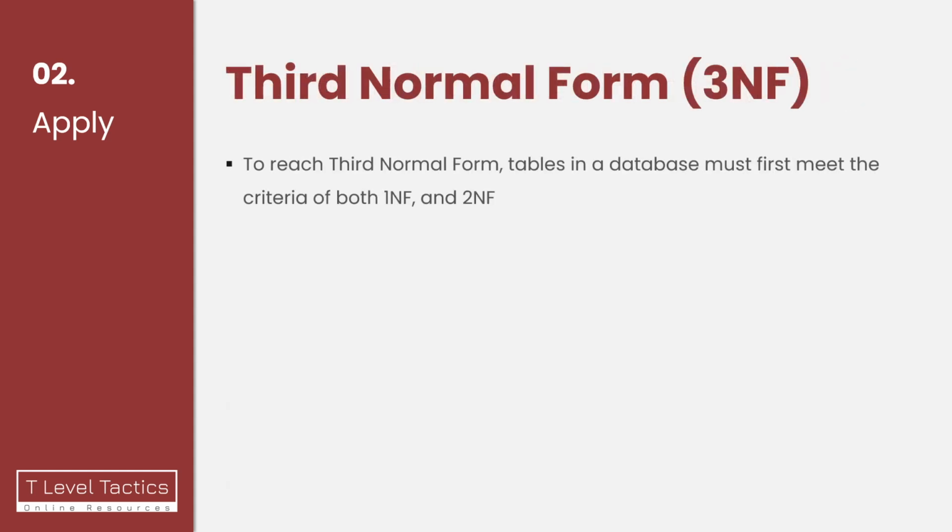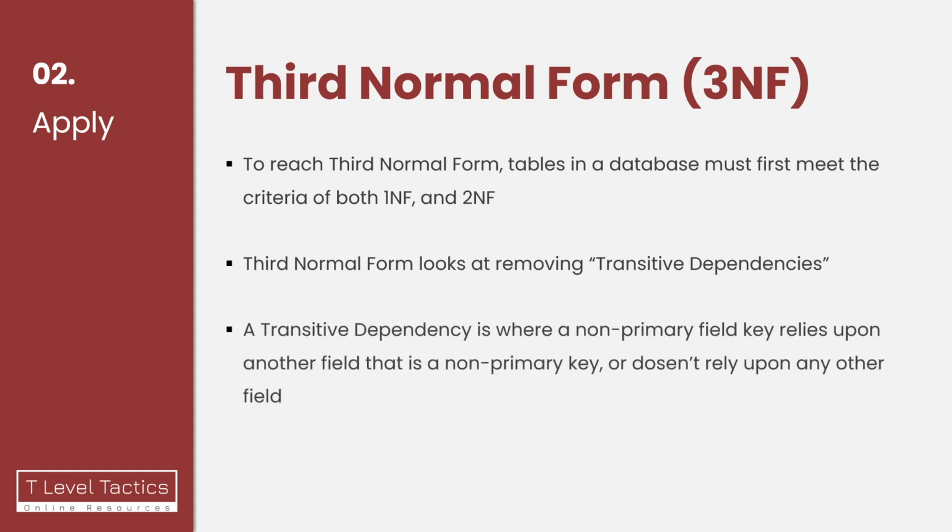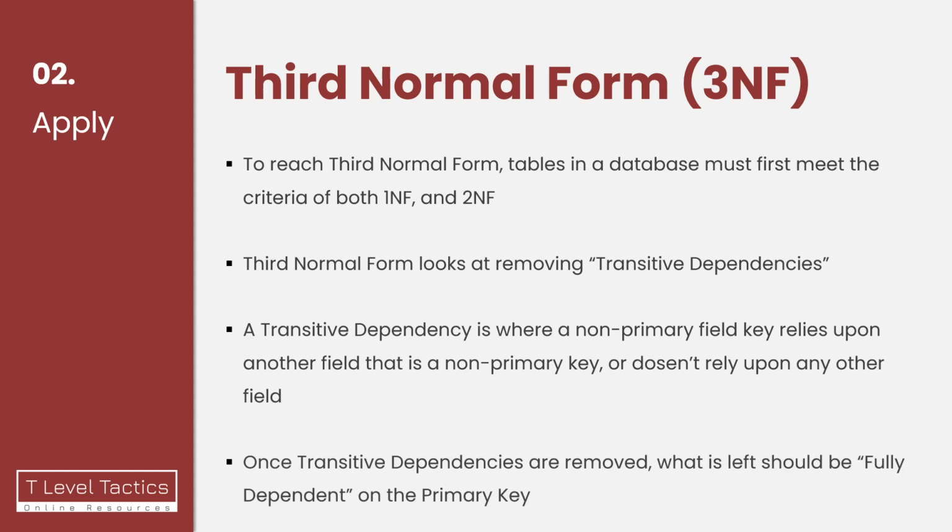To reach third normal form, tables in a database must first meet the criteria of both first normal form and second normal form. Third normal form looks at removing transitive dependencies. A transitive dependency is where a non-primary key field relies upon another field that is a non-primary key, or doesn't rely upon any other field. Once transitive dependencies are removed, what's left should be fully dependent on the primary key. Now that sounds a little confusing, so let's take a look at how it works.